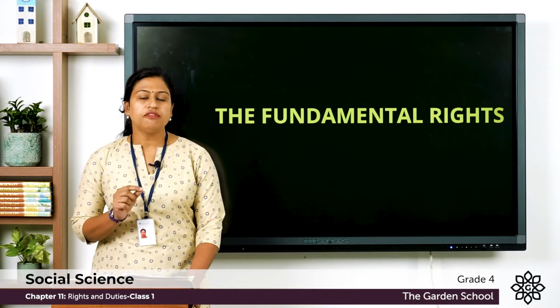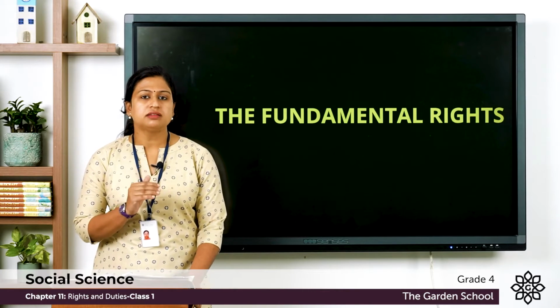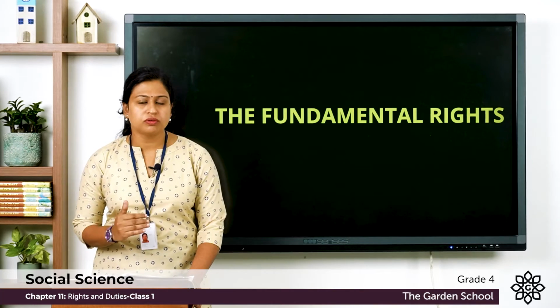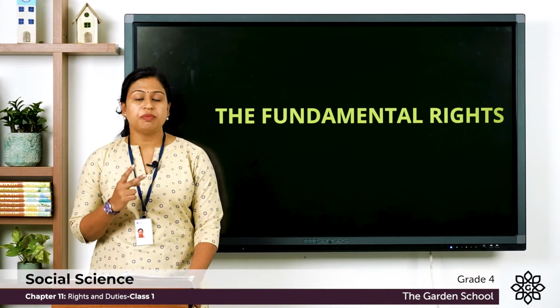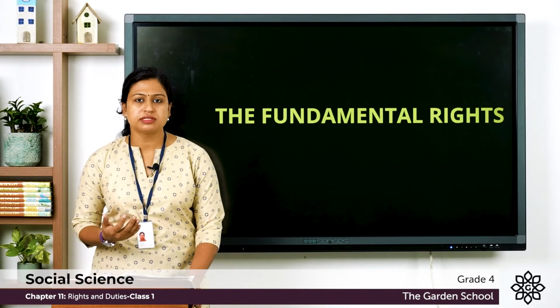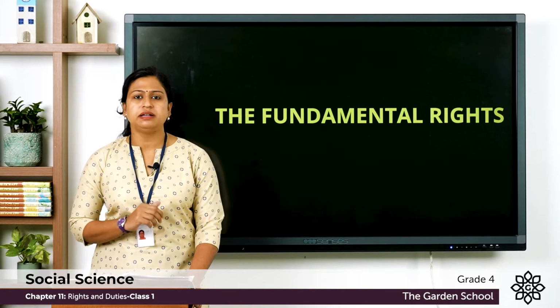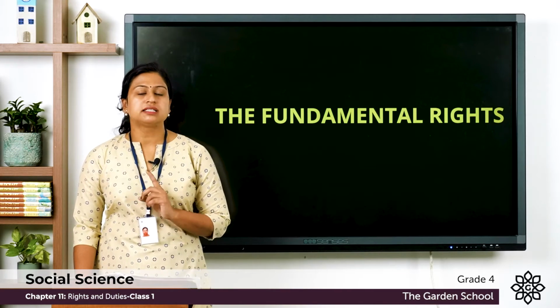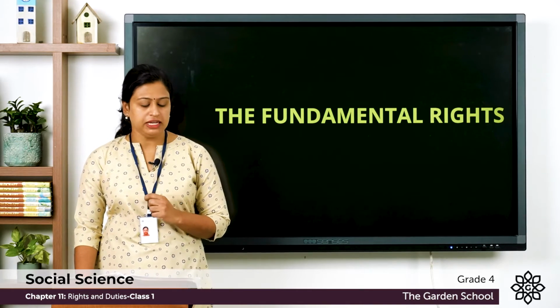That means if a person thinks that his or her rights are being violated, then they can go to the court for their protection. So, because of these 2 points, the rights which we are going to discuss are known as the fundamental rights. Now, let us discuss the 6 fundamental rights that are guaranteed by the Constitution of India.